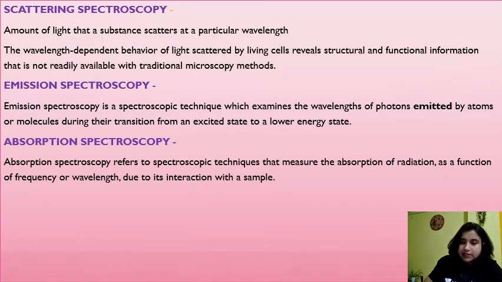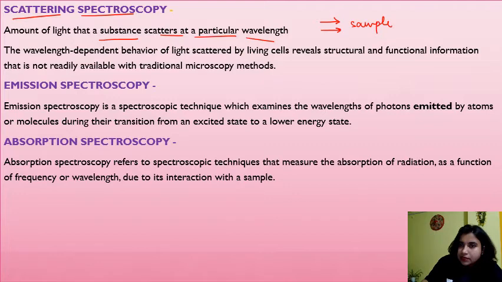So coming to scattering spectroscopy. If we talk about scattering spectroscopy, what does scattering mean? The amount of light that a substance scatters at a particular wavelength. So suppose this is a light coming. When it is interacting with the sample, what is the sample doing? It is scattering the light. This is what we call scattering, right?